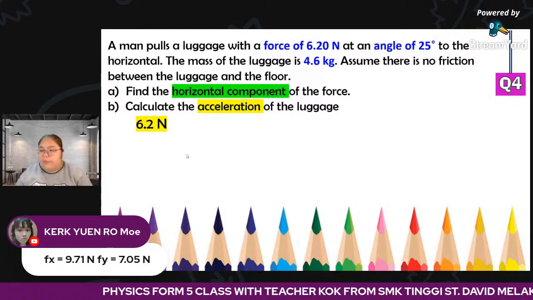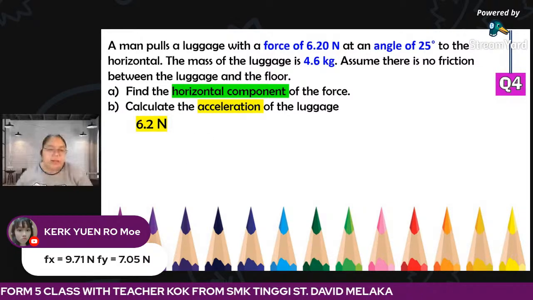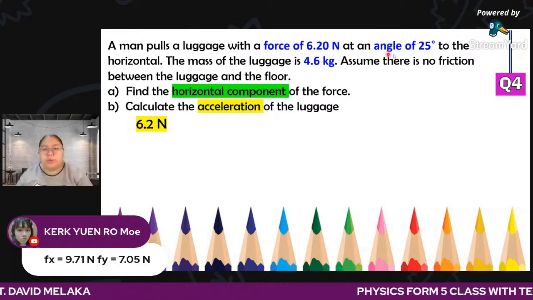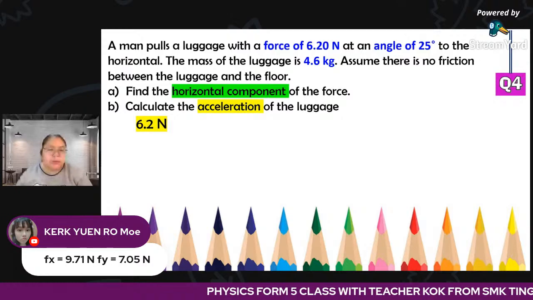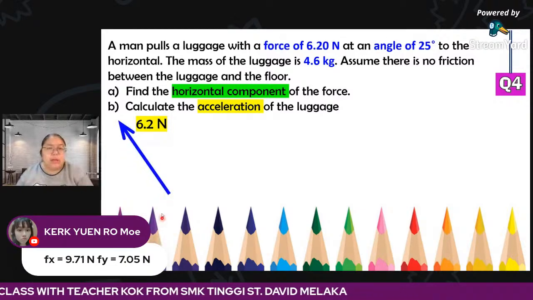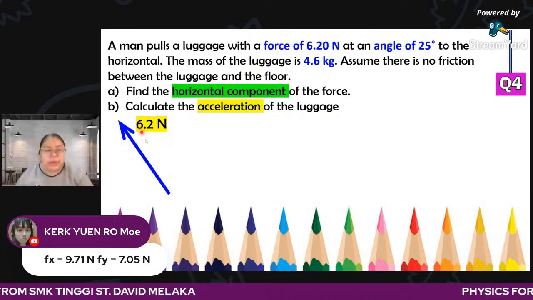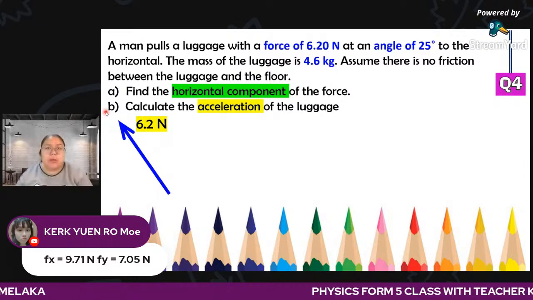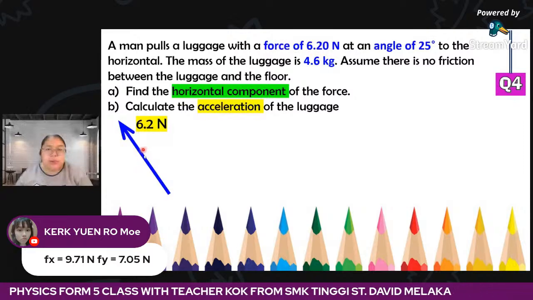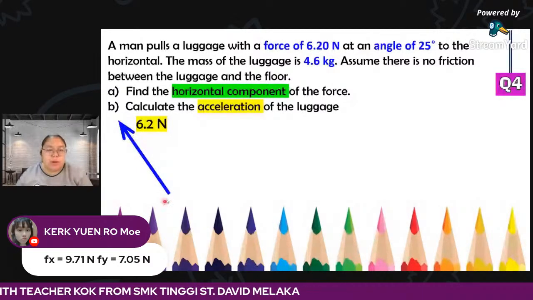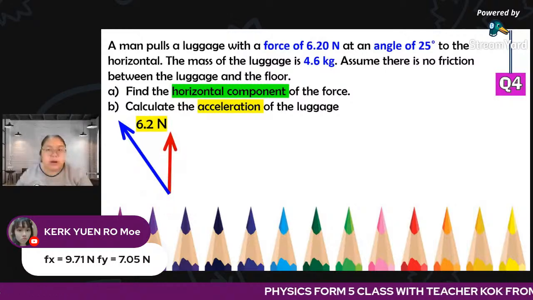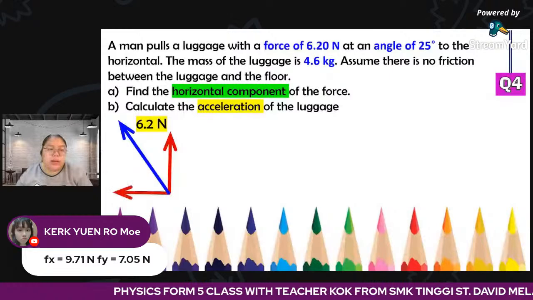Question number 4. A man now pulls the luggage. Pull means the force goes up, with the force 6.2 Newton at the angle 25 to the horizontal. So we're going to see the diagram. You need to draw it yourself if they never show you any diagram. Pull means go up. So from here we pull up. This one is 6.2 Newton. The angle 25 to the horizontal means the horizontal is down, so this one should be 25. The question told you already where the angle is. This one is Fy, this one is Fx, and the angle is 25.